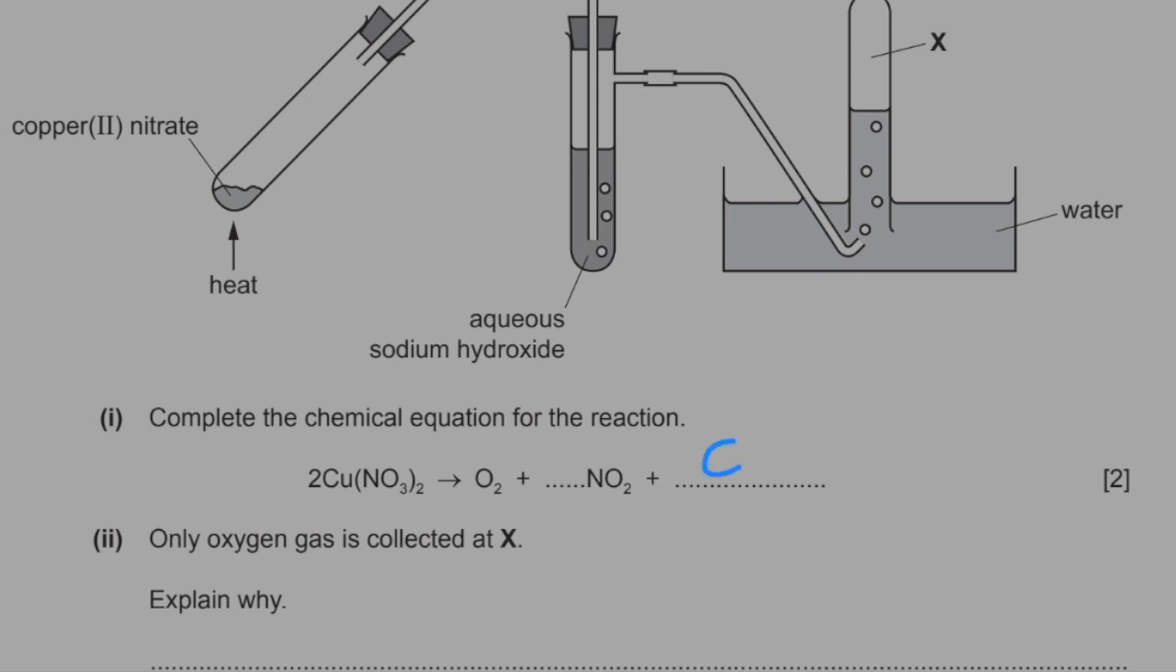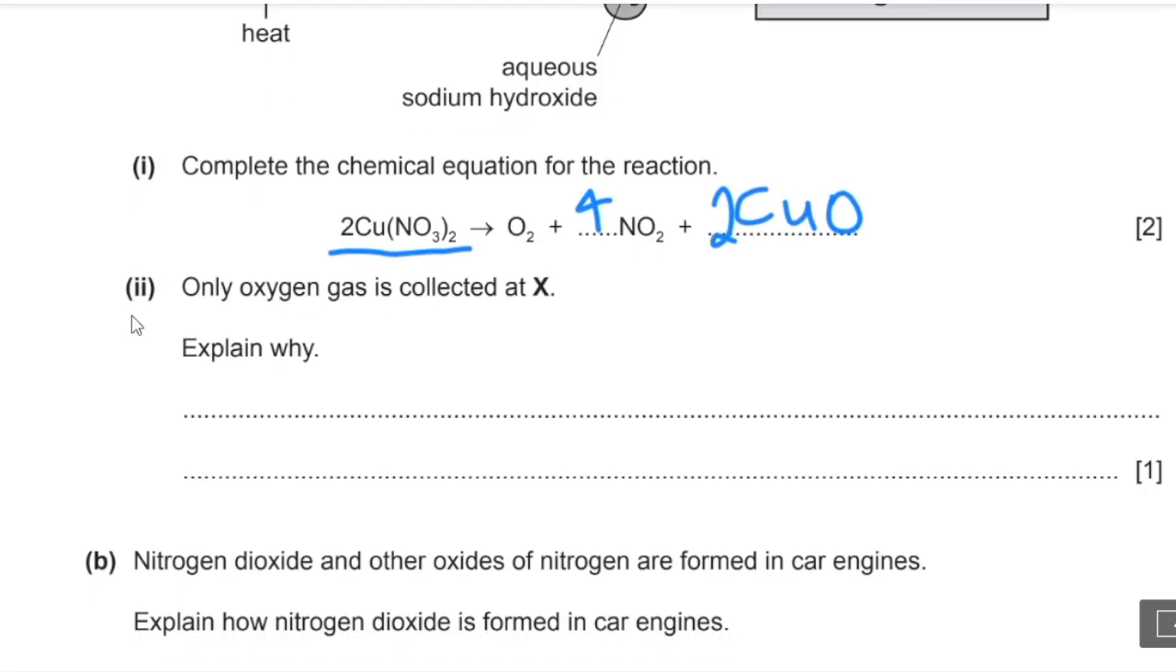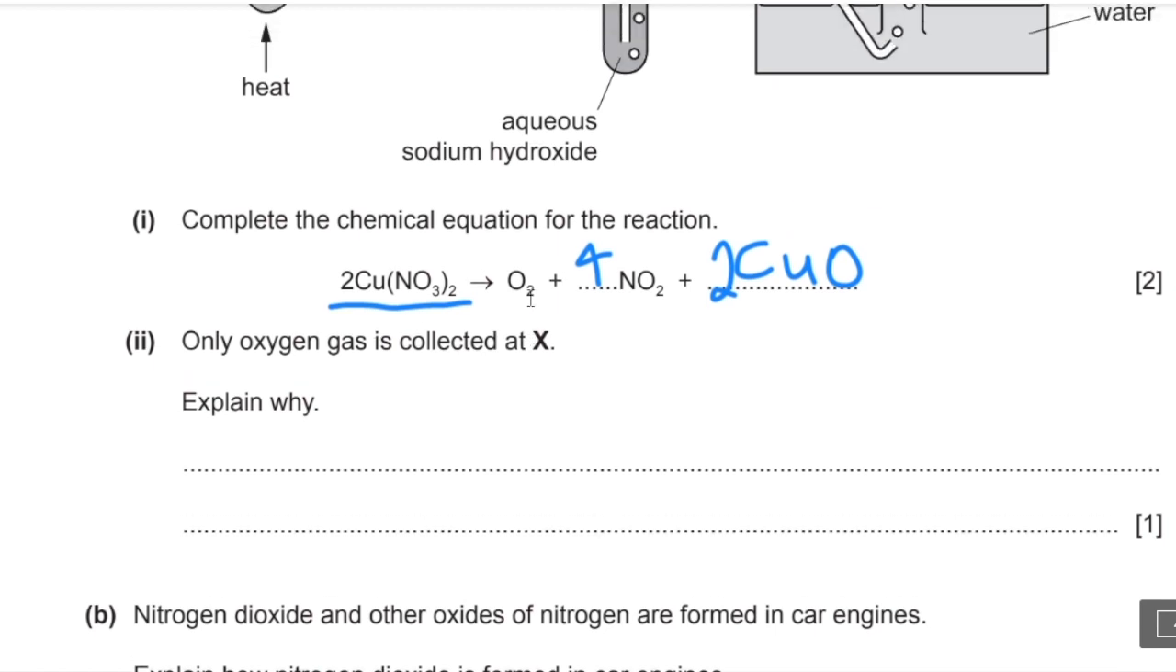Alright, so you have copper oxide and 2 of these, since on the reactant side you have 2 of them as well, and also nitrogen on the reactant side has 2 atoms. As you multiply this 2 with this 2 and get the product as 4, and so that's how we balance it over here. 2. Only oxygen gas is collected at X.